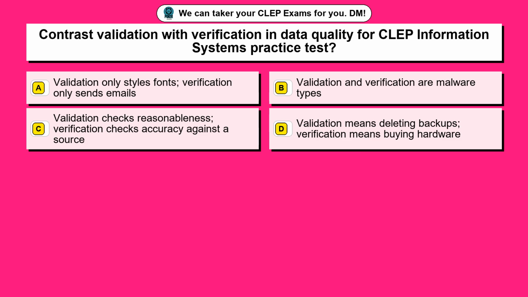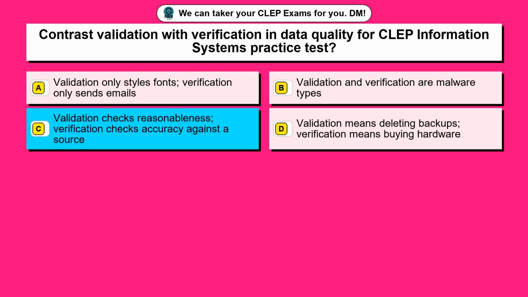Question 87. Contrast validation with verification in data quality for CLEP Information Systems practice test. Option A. Validation only styles fonts, verification only sends emails. Option B. Validation and verification are malware types. Option C. Validation checks reasonableness, verification checks accuracy against a source. Option D. Validation means deleting backups, verification means buying hardware. The correct answer is option C.